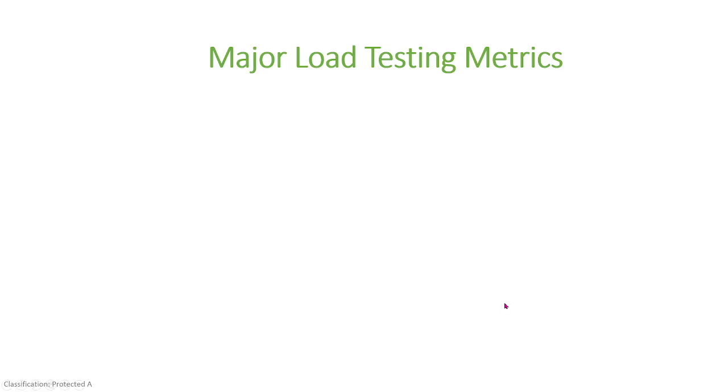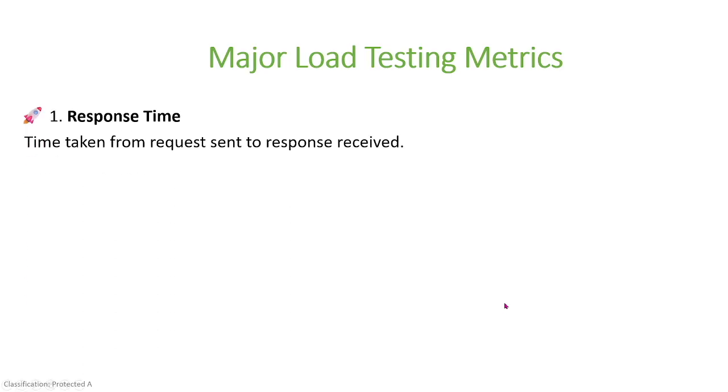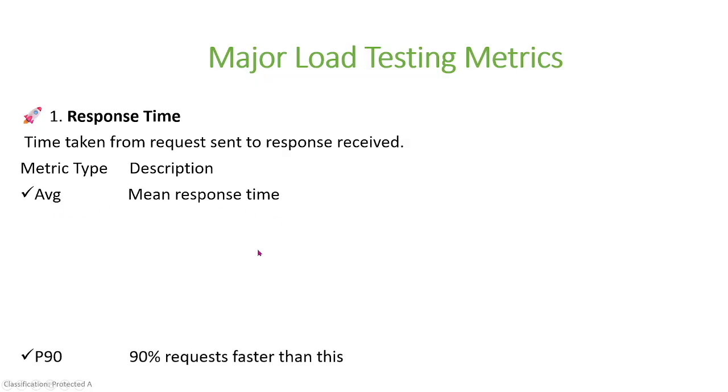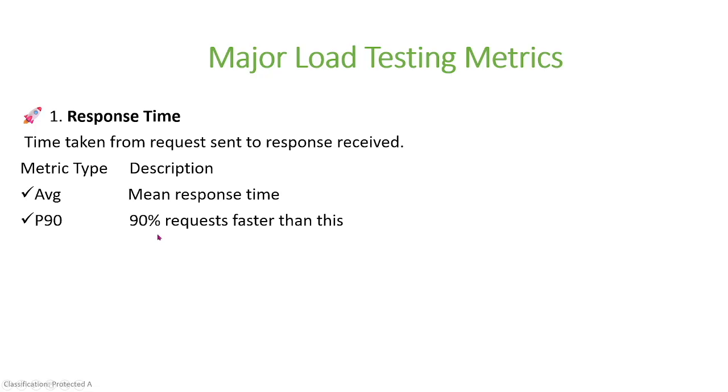Major load testing metrics. Response time: time taken from request sent to response received. Metric type and description. Average: mean response time. P90: 90% of requests are faster than this. P95: SLA critical metric. P99: detects outliers.